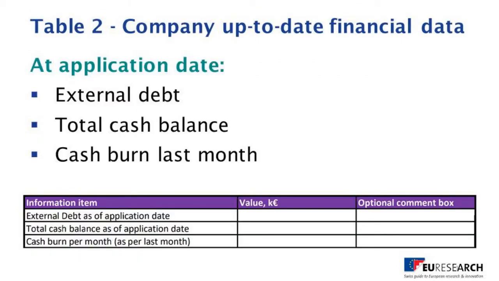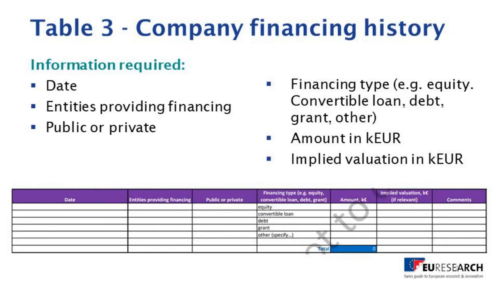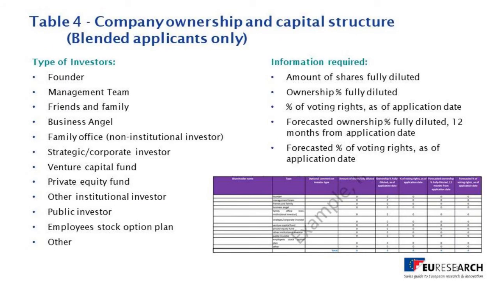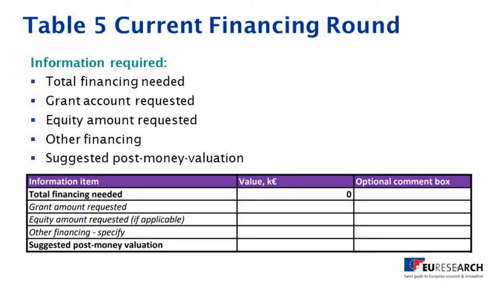Table 2 describes current financial data, external debt, total cash balance, cash burn last month. Table 3 documents your company's financial history. In Table 4, the ownership and capital structure of the company is documented. Fully diluted means that you have to assume that all the employee stocks and convertible bonds have been exercised. And finally, Table 5 describes the current financing round.